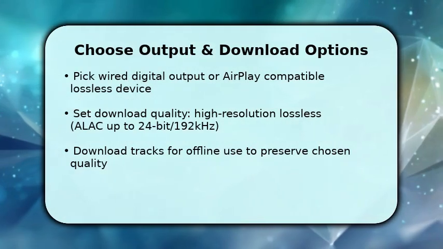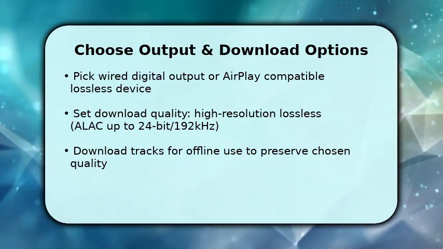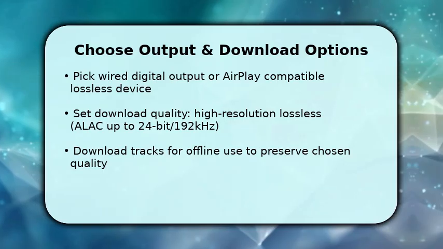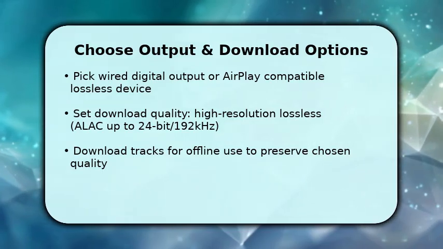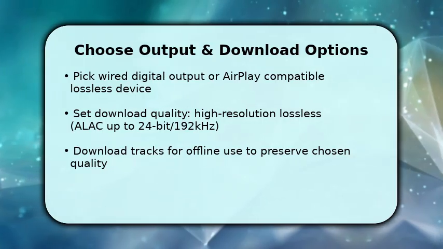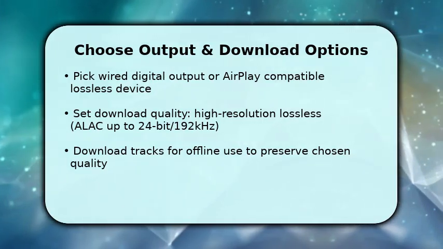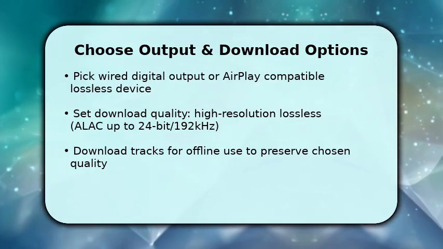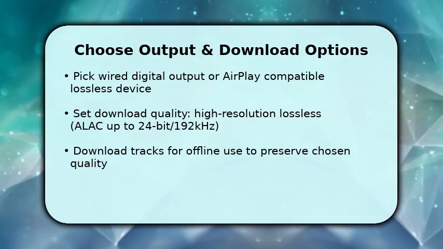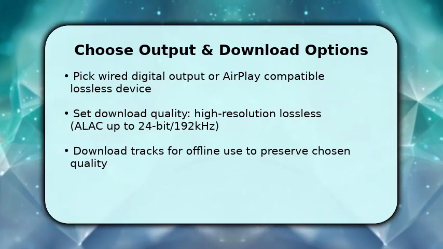Next, you decide how you'll play the files and which tracks to store. If you want true lossless, use a wired USB DAC or an AirPlay device that supports lossless. Bluetooth aptX/standard AAC may not preserve full lossless. Then, in audio quality, set downloads to the high-resolution ALAC level you want. Finally, download albums or playlists. Downloaded files keep the chosen ALAC format, so you can listen offline at the quality you selected.